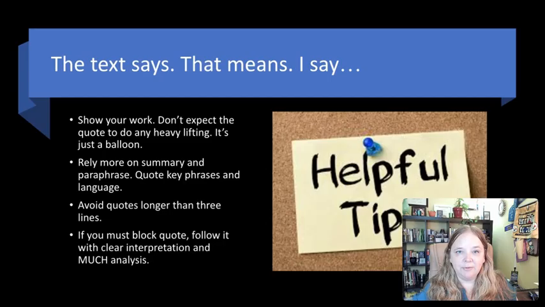If you do have to include a block quote, which would be something more than 3 lines, you will have to double check how to format that. I would recommend going to the Purdue Online Writing Lab for that. You're also going to have to make sure you put in a lot of interpretation and analysis. You kind of have to earn it, right? If you really want your reader to look at this whole paragraph written by someone else, you really have to back it up with, this is why this is really crucial to my argument, and you have to read it.